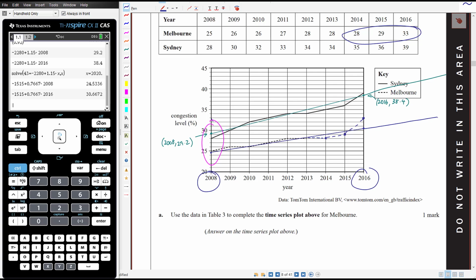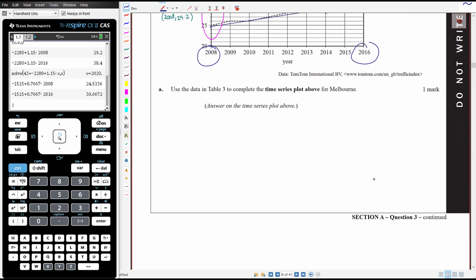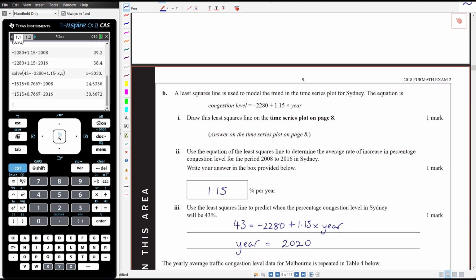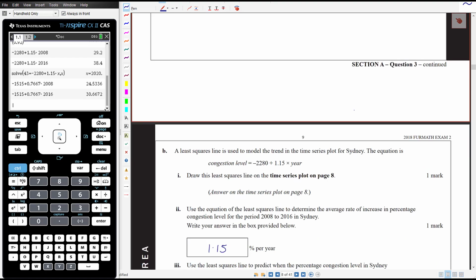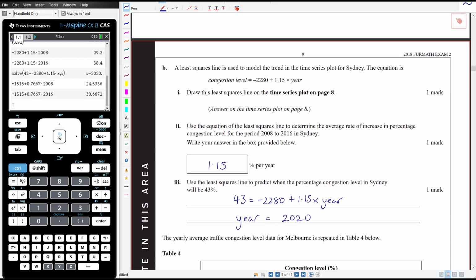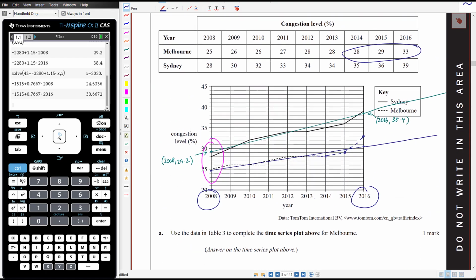Okay, if the Melbourne line had a steeper gradient than the Sydney line, then they would have to cross at some point, even if it was later on. Now we can confirm using actual values from the least squares regression equation that the 2008 predicted value from the regression line is lower. We've got it up here.